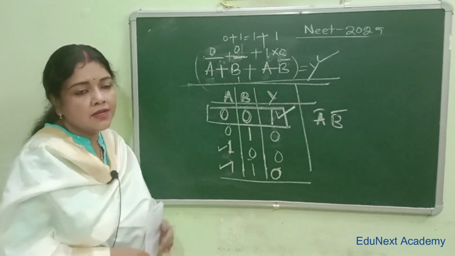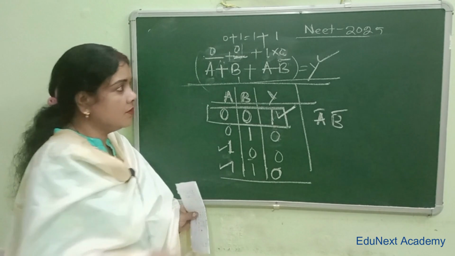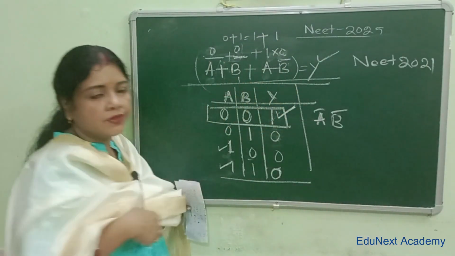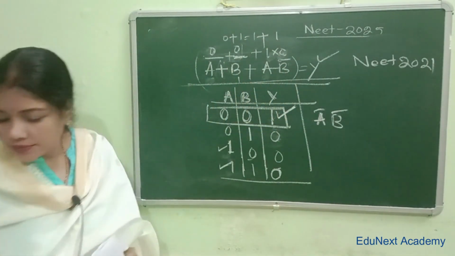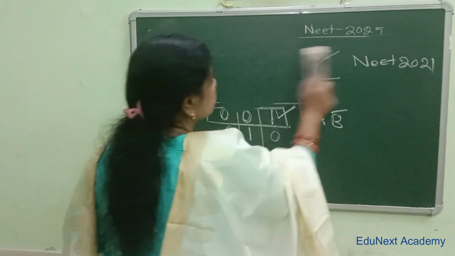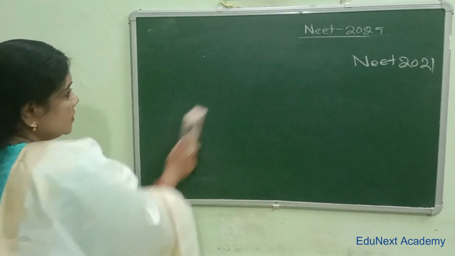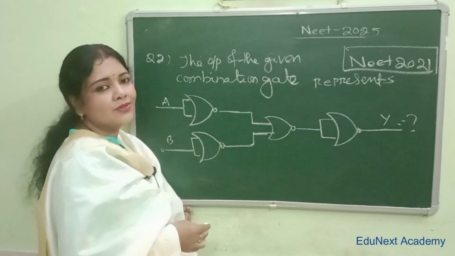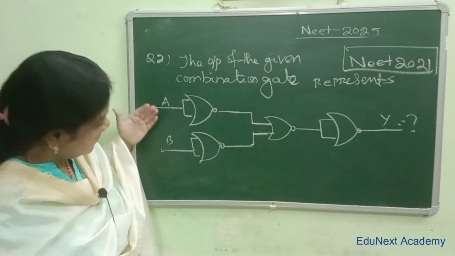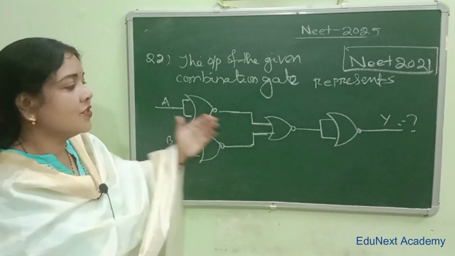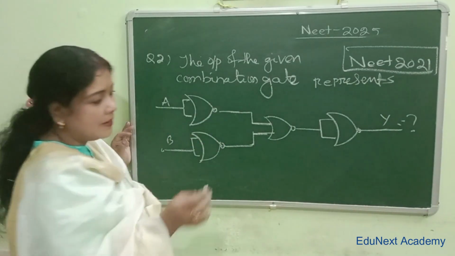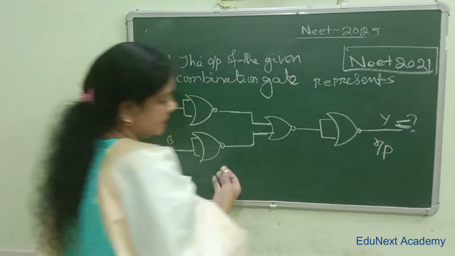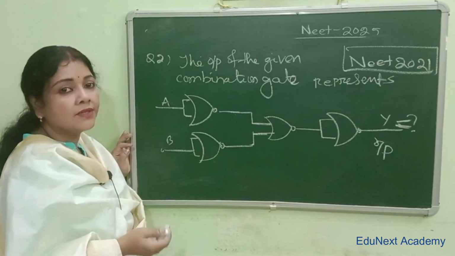Now let us solve another question that came in NEET 2021. The circuit is given like this. This is a combinational logic circuit, and you have been asked what the output is, that means which type of gate the circuit will act as.